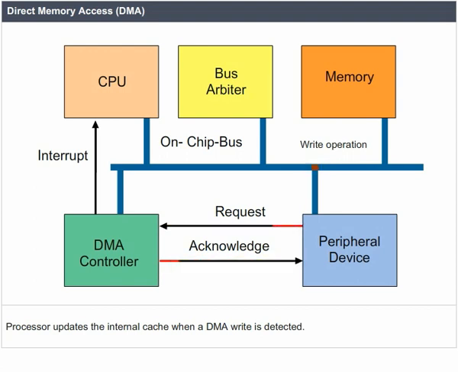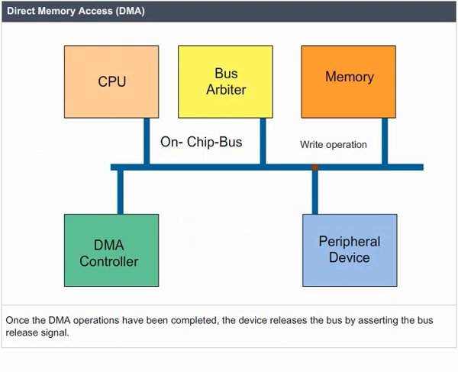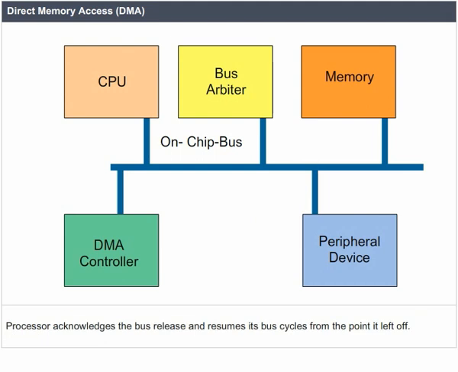Once the DMA operations have been completed, the device releases the bus by asserting the bus release signal. The processor acknowledges the bus release and resumes its bus cycles from the point it left off.